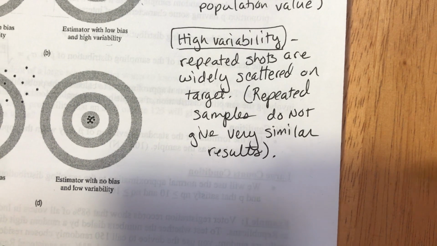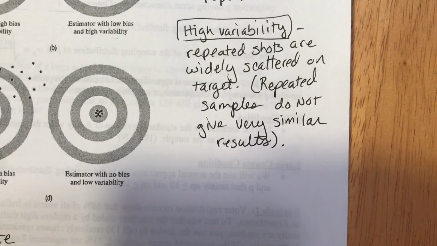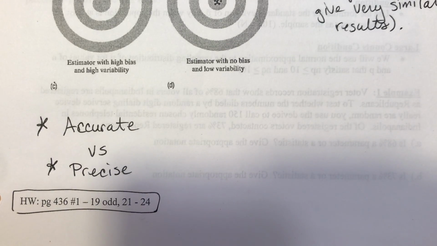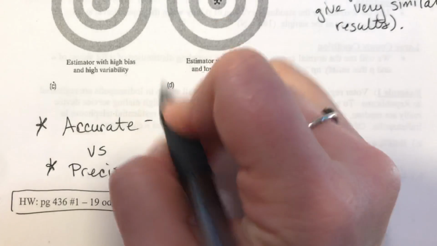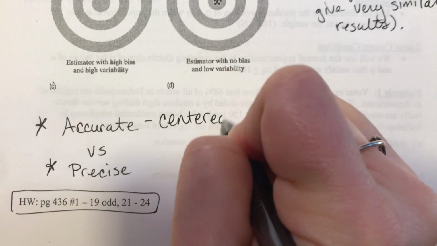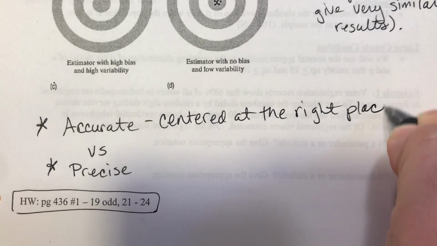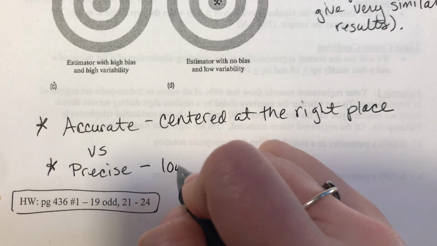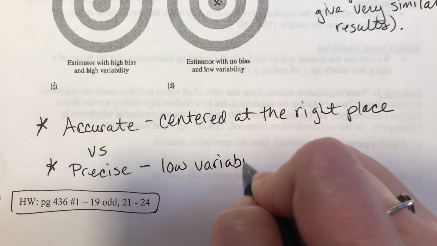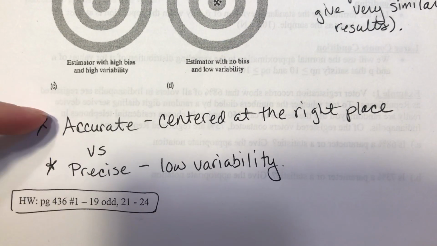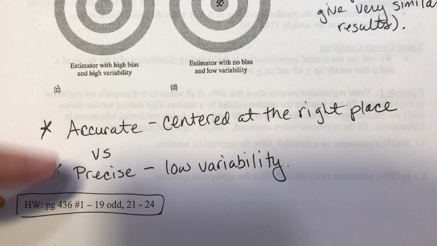Okay. Another set of vocab words, and this is the end. Okay, another important set of vocab words to talk about is accurate versus precise. Okay, if you're accurate, that means you're centered at the right place. Whereas if you're precise, that means you have low variability. Okay, low variability is precise, whereas accurate means you're centered at the right place. It's important that if you're describing something, you use the right term. So be careful when you're being asked to describe.